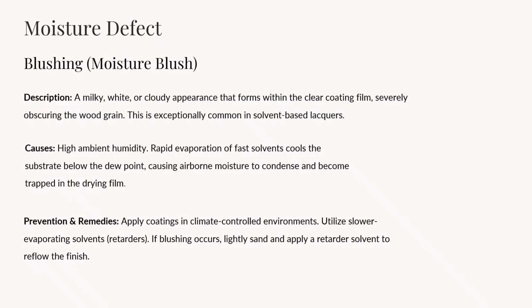This slide explains blushing, also called moisture blush, a common moisture defect in wood coatings. It appears as a milky white or cloudy layer in the clear coating which hides the natural wood grain. This defect is often seen in solvent-based lacquers. The main causes are high humidity and rapid solvent evaporation. When solvents evaporate quickly, the surface cools and moisture gets trapped inside the drying film. To prevent blushing, coating should be applied in controlled environments using slower evaporating solvents. If blushing occurs, it can be corrected by light sanding and applying a retarder solvent.